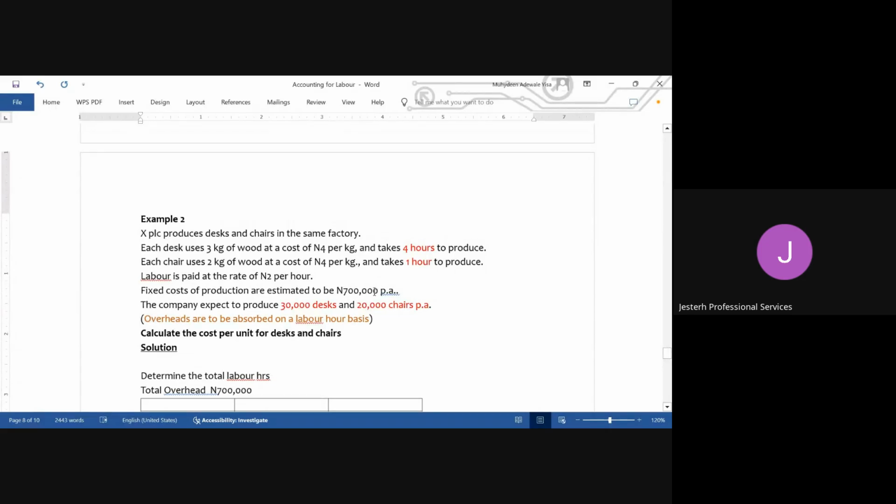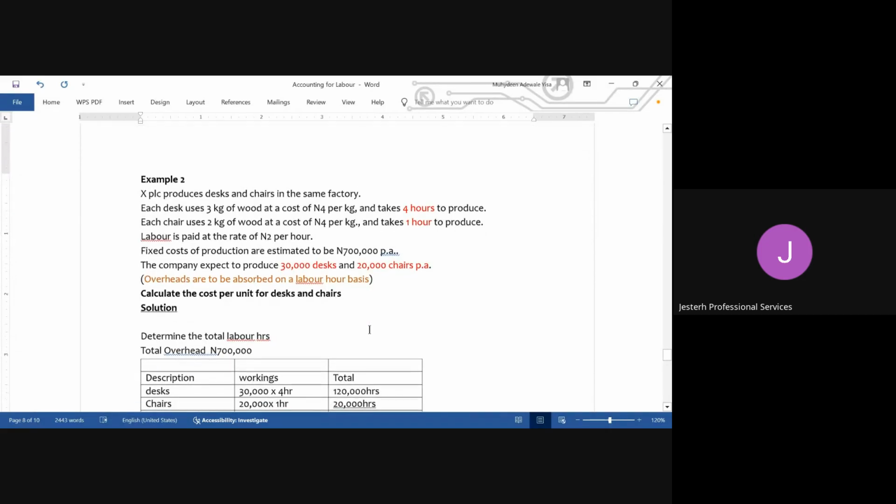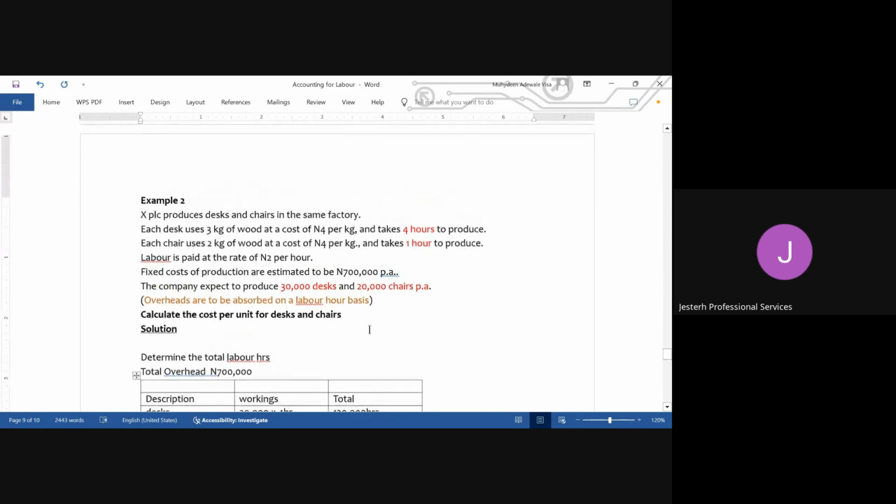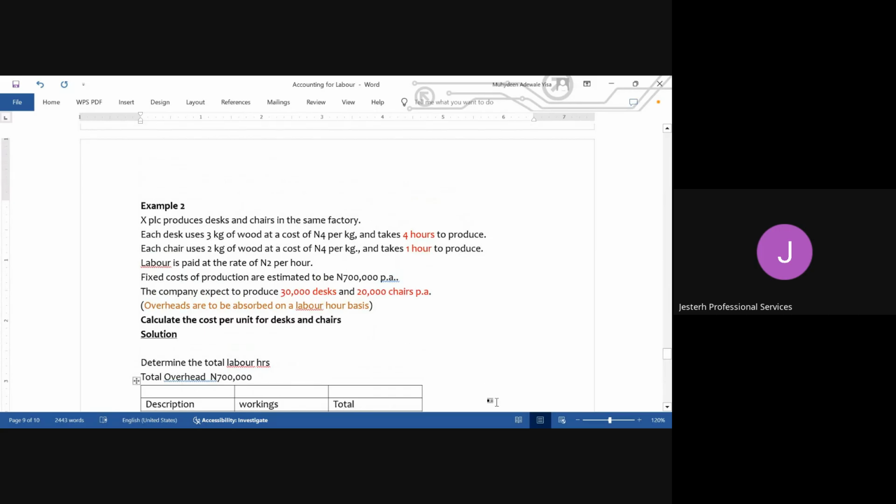the approach that we use in calculating this total labor hour for the 2 products? So can anyone tell me? Unmute and tell me before I decide to pick myself.